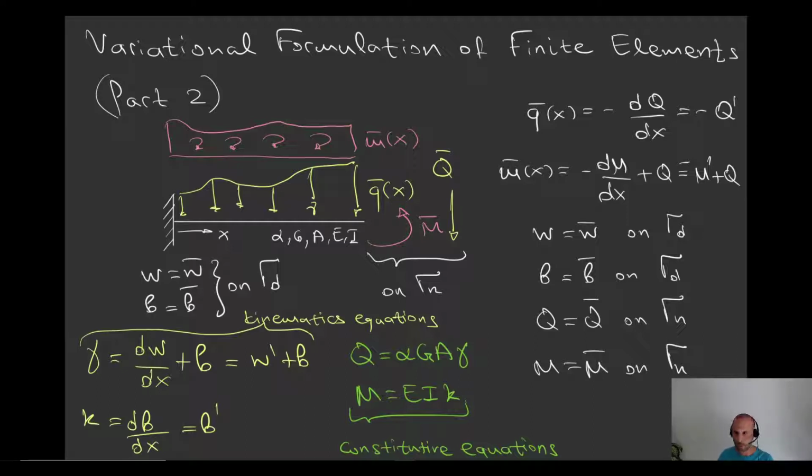Okay, so to the lower left of the slide, we see now the kinematics equations that you should be already familiar with. They're indicated here with a yellow color, and we have the definition of the shear deformation, which is the derivative of the vertical deflection plus the cross-sectional rotation. And afterwards, we also have the definition of the change in the curvature, or curvature itself, if you will, which is nothing else but the derivative of the cross-sectional rotations.